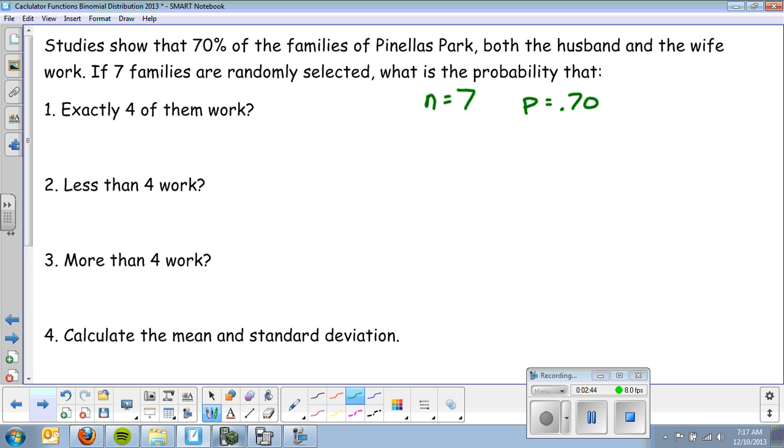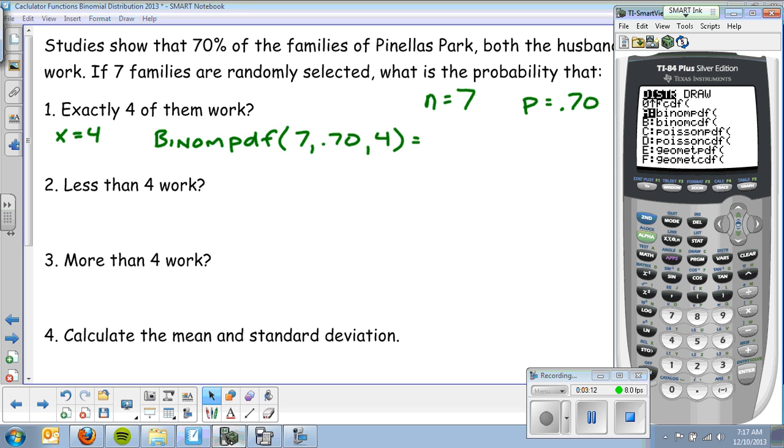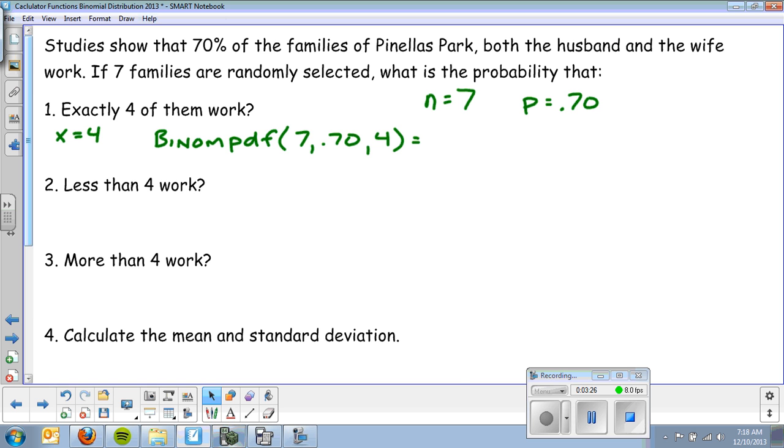Now, instead of using the formula, we're looking for the probability that exactly 4 of them work. So that's basically x equals 4. So I'm going to use binomial PDF for exactly. Now, the order that I type them in again is n, 7 out of 7, probability of success is 0.7, I want the probability of getting exactly 4. So I'm just going to type that right in my calculator. Binomial PDF 7, 0.7, 4. Hit enter and voila, 0.2269. And this is the part where you all get mad at me because I didn't show you this right off the bat. Because I want you to understand what those numbers mean.